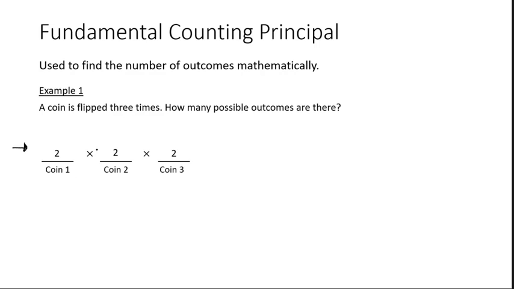And what we can do is multiply these together. 2 times 2 times 2, and that gives you 8. So we have calculated mathematically that the total outcomes for flipping a coin 3 times would be 8. Notice this is going to be much quicker than listing out every single possible option, especially when you start putting in 4 coins, 5 coins, or let's say we roll a die multiple times. It's going to speed up the process by a lot, doing it this way.